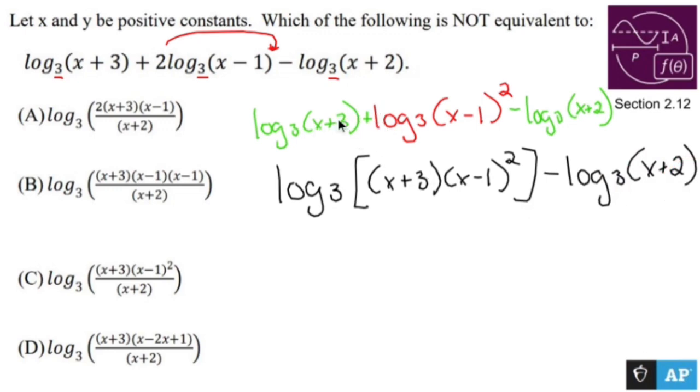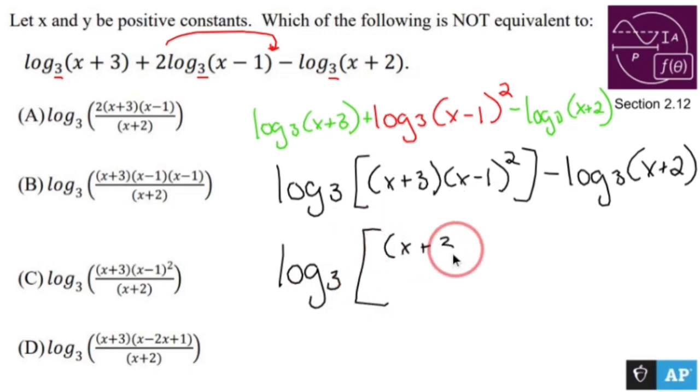Always take care of the addition stuff first. Now what we have is the subtraction guy that's just lingering out. When you subtract two logs of the same base, you divide the insides. So this whole thing is now going to become log base 3 of that guy, x plus 3 times the quantity x minus 1 squared, all over that guy, x plus 2.